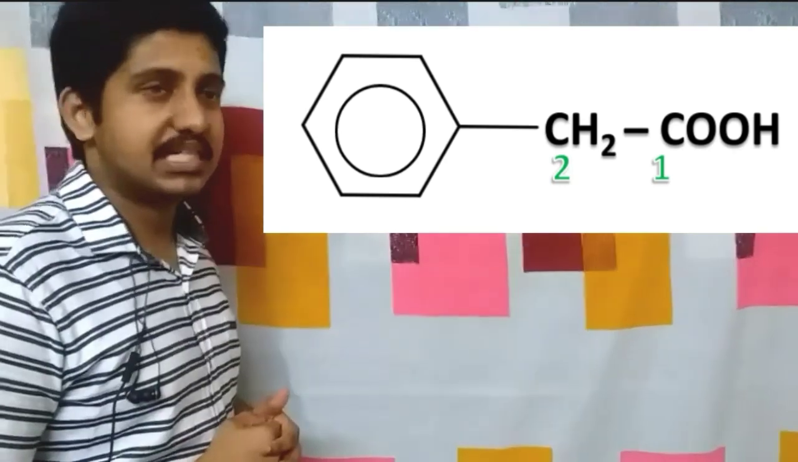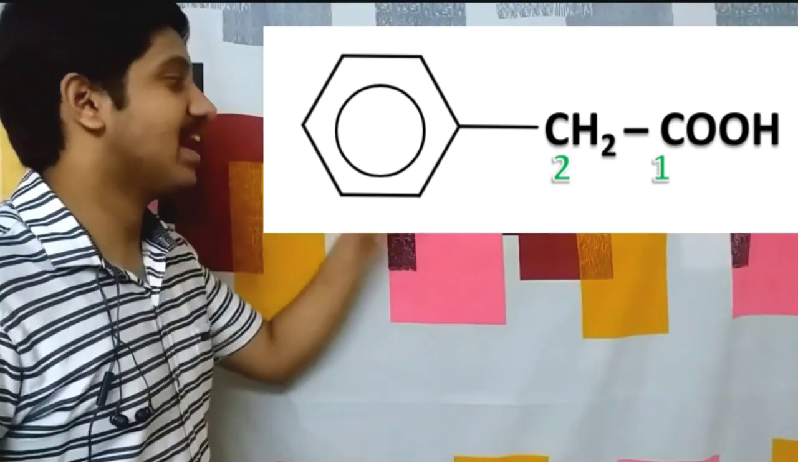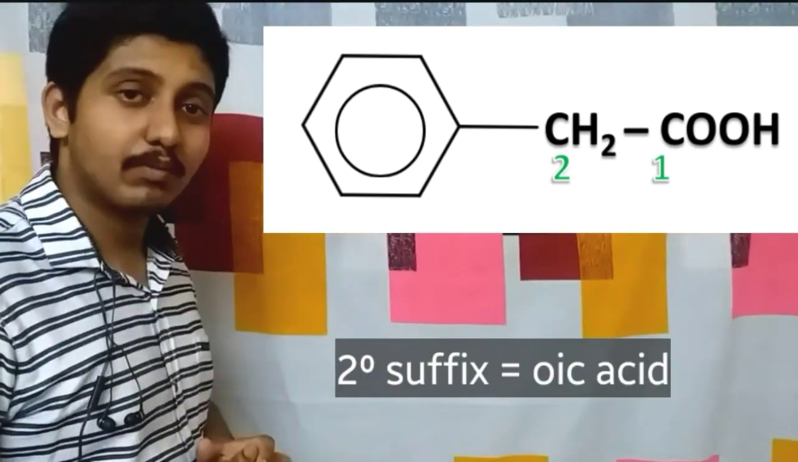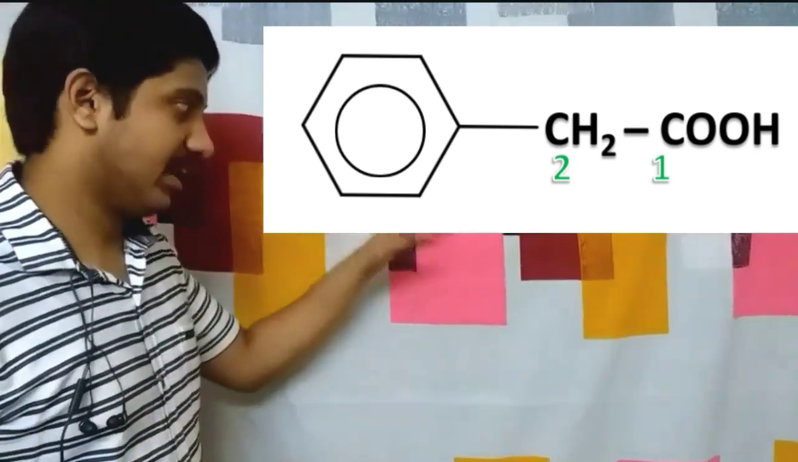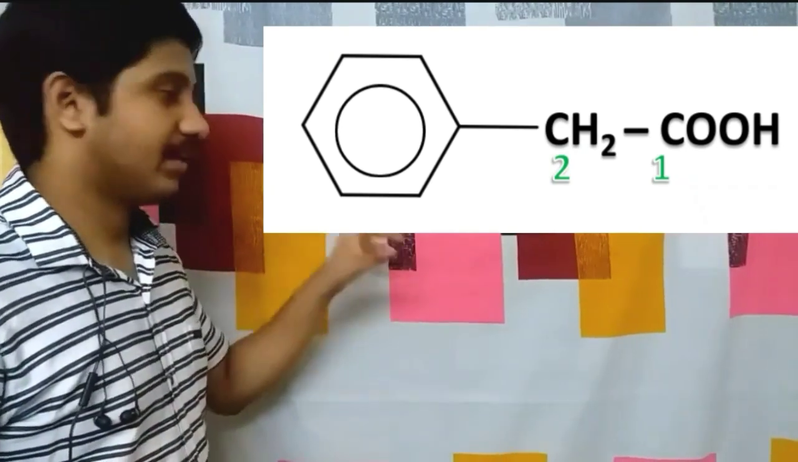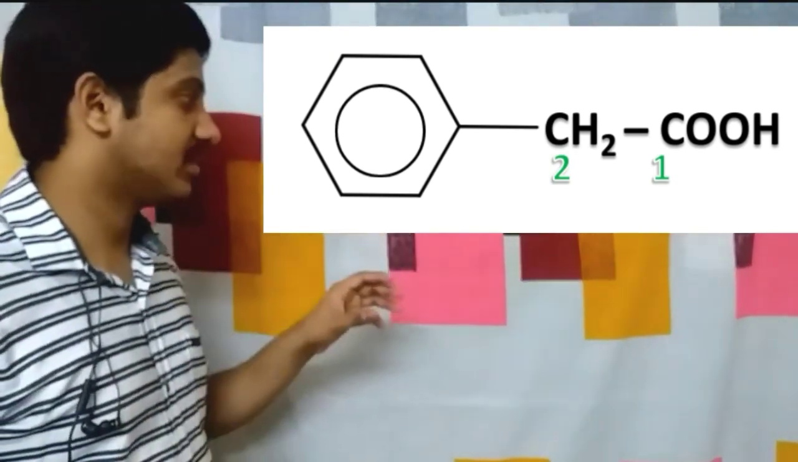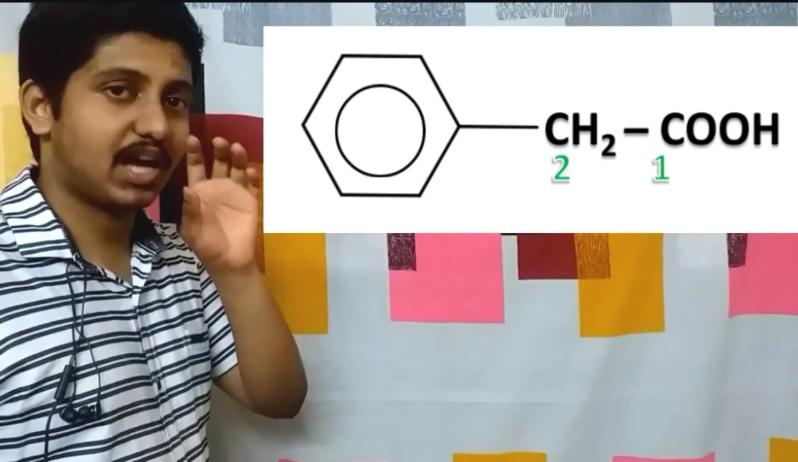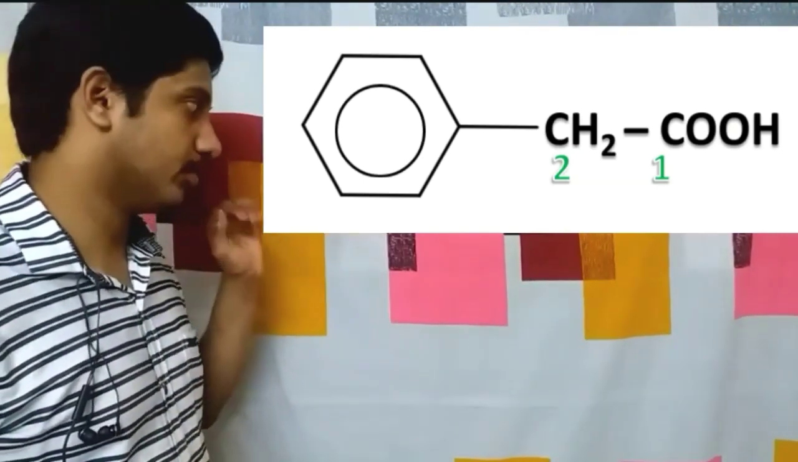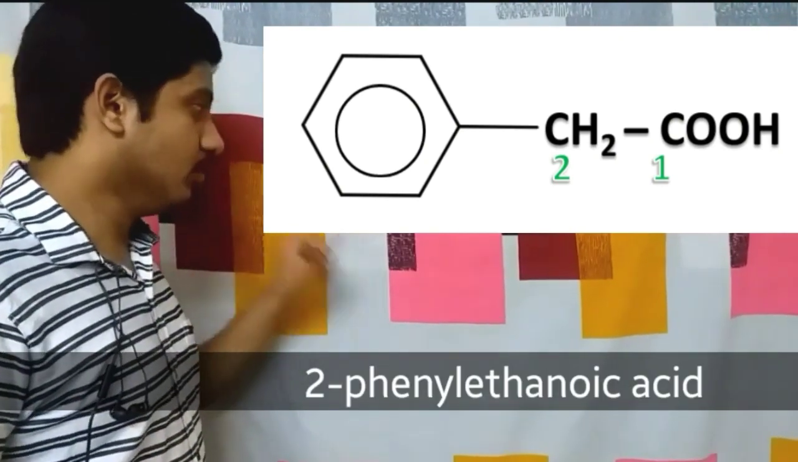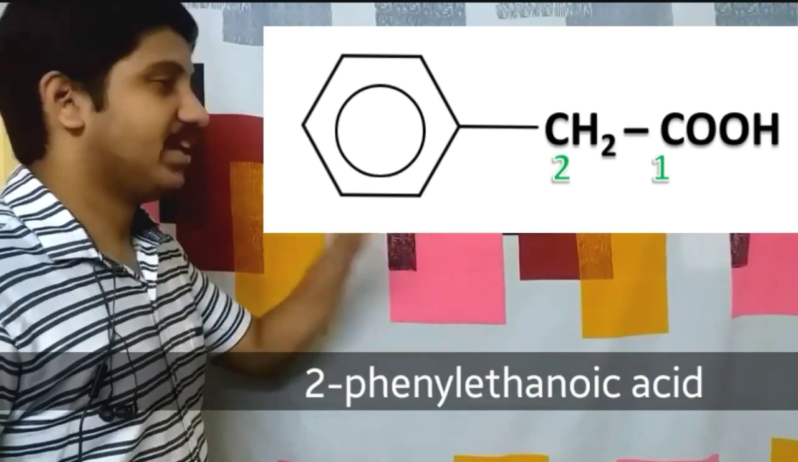So how will we name it? We have the suffix here as oic acid. And what will be the word root? The word root of the parent compound, that is eth, and ethanoic acid. And we have to number in such a manner that the COOH carbon will get the number 1, and hence the phenyl is attached to the carbon 2, and hence we can name it as 2-phenyl ethanoic acid.